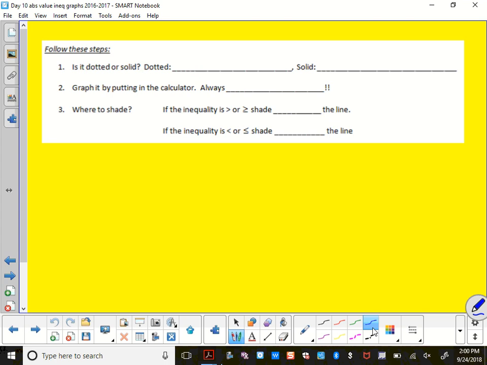We're going to ask ourselves, will my line be dotted or will it be solid? If it is dotted, that means that you have a greater than or less than sign. If it's solid, that means that it has or equal to, so it needs that line underneath. Think about solid line under my inequality sign. You graph it by putting it in the calculator, so we're always going to do y equals.